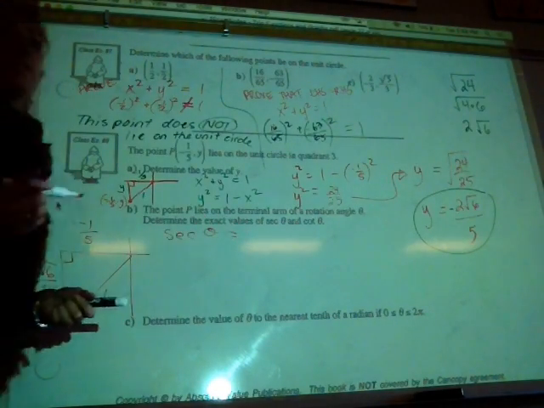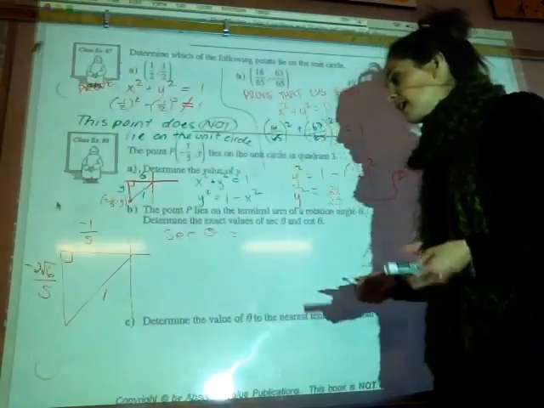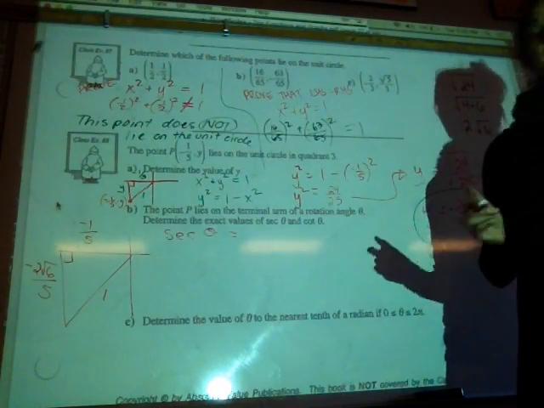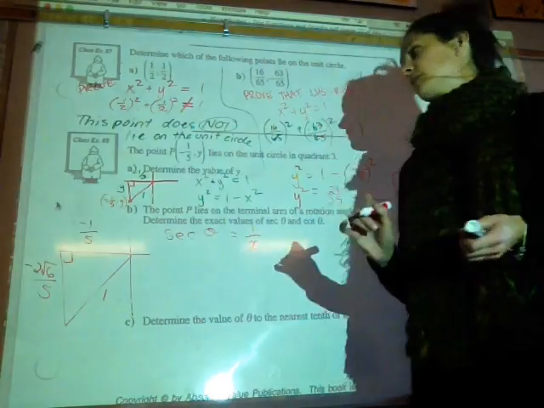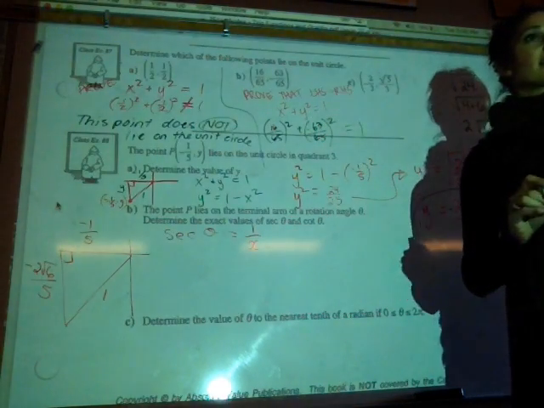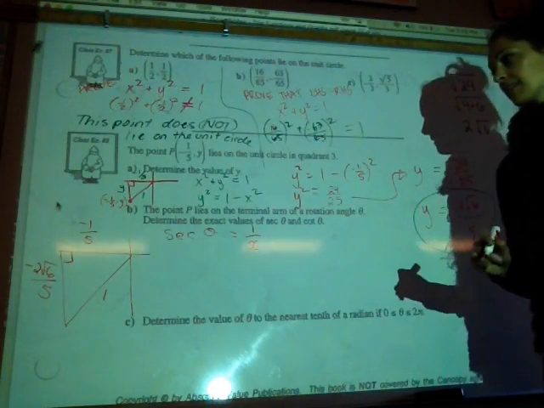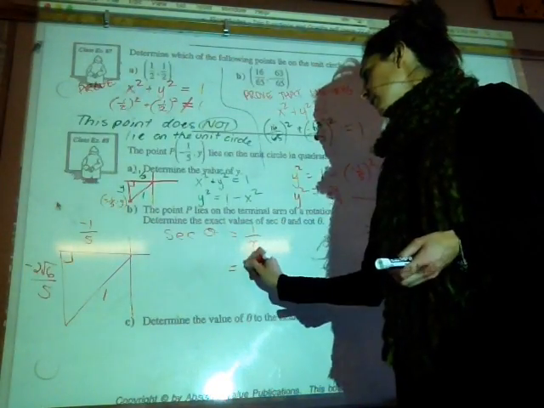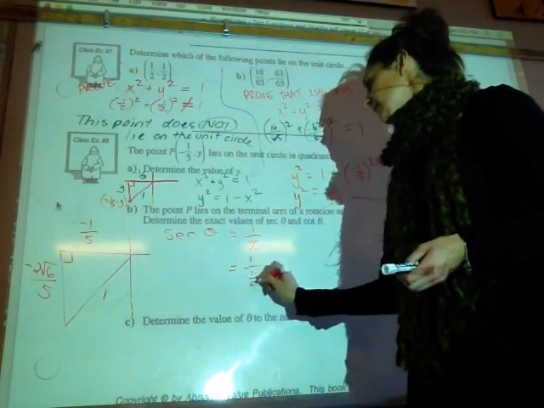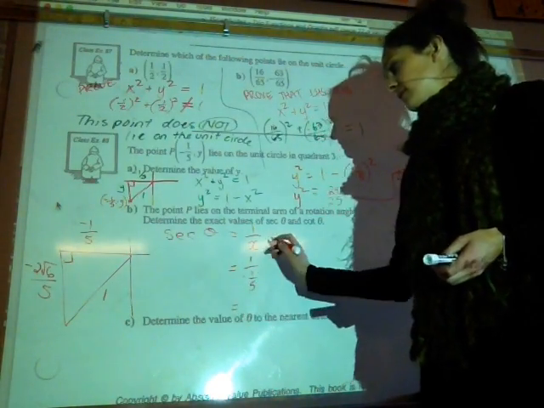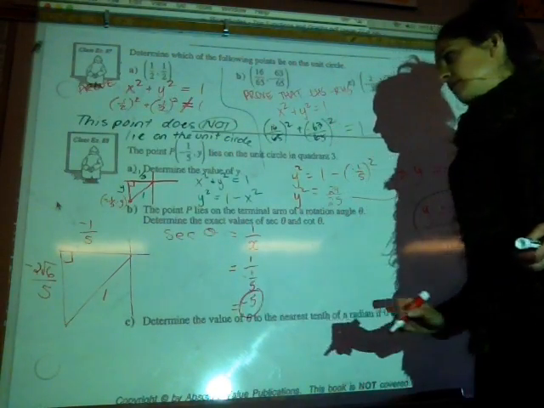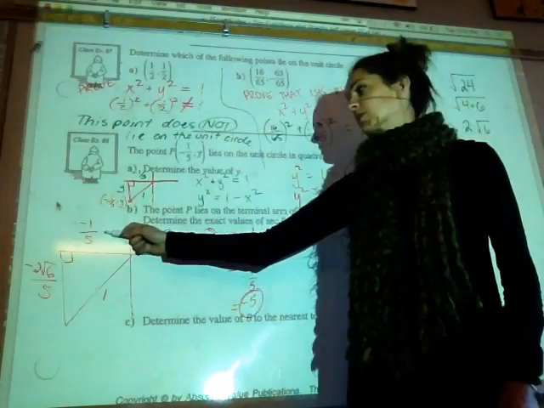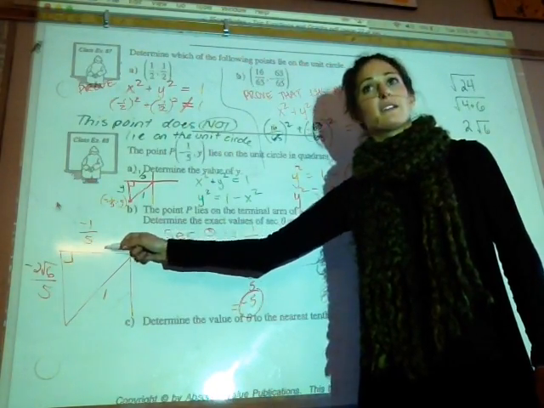Secant is the reciprocal of cosine. Cosine is x. So secant will be 1 over x. Okay, what is your x? Okay, so 1 over negative 1 over 5. If we divide that through, we get negative 5. Or you could have just looked at cosine. The reciprocal of that is negative 5.